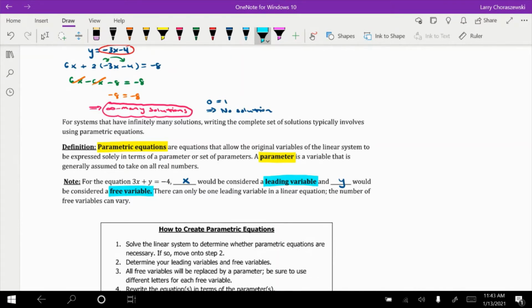And what ends up happening is that once you've created these parameters using your free variables, you're able to write the leading variable in terms of them. So for something like 3x plus y equals -4, since y is a free variable, we would define that as a parameter. The most common letter to use for a parameter is t. So knowing that y is a free variable, one step of defining a parametric equation would be to say let y equal t, where t is a parameter.